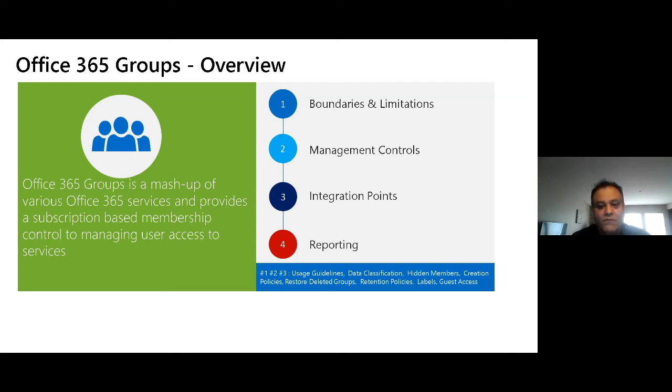So you have to have usage guidelines, data classification. You have to have policies around who can create them, what your retention policies are going to be, what your labels are going to be, and then what your guest access is going to be associated with that label. So if you create a team marked internal, for example, then external resources cannot be invited to it. And all of that can be configured if you, A, create these policies and then B, implement them.